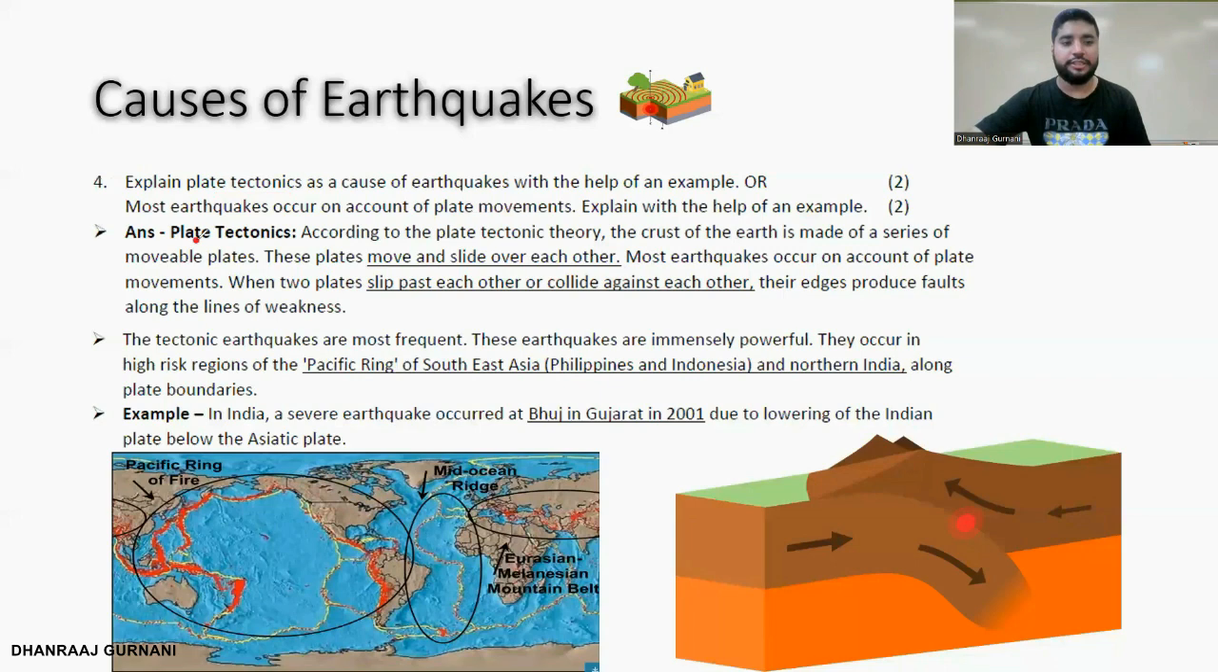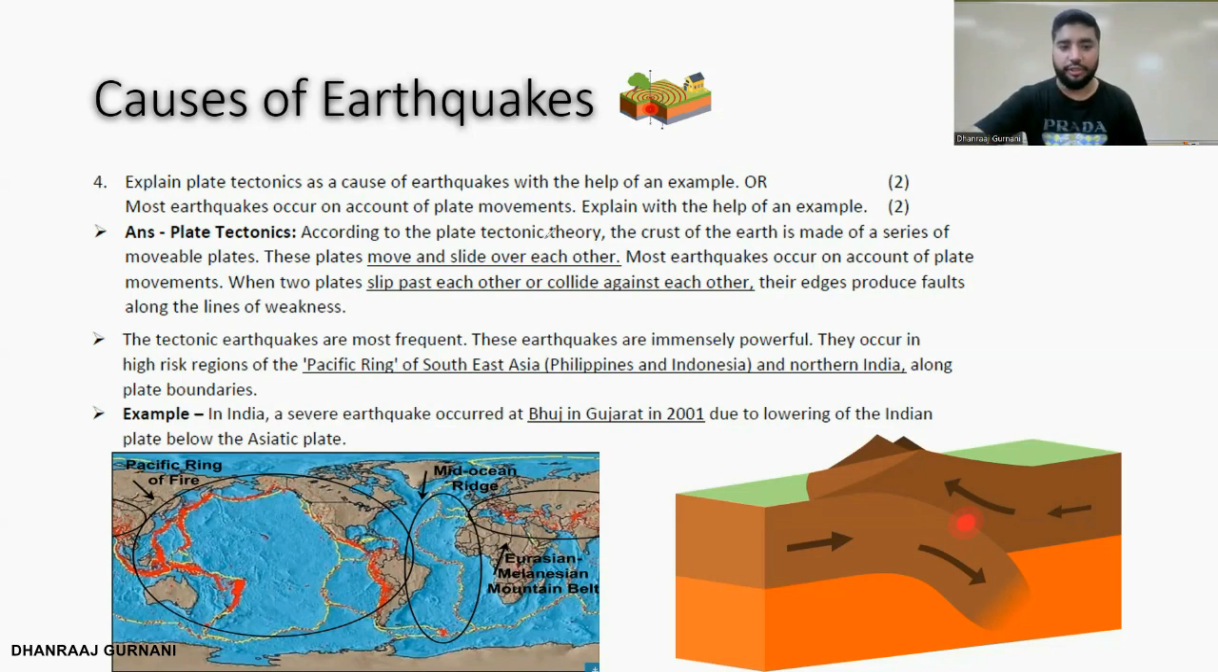This plate tectonics point you've already done in the previous chapter on volcanoes. This is exactly repeated from there. Let's see what it says. The previous answer also said the same thing: earthquakes and volcanoes are interrelated, so the causes are also the same. That is, the plate tectonics cause is exactly the same.